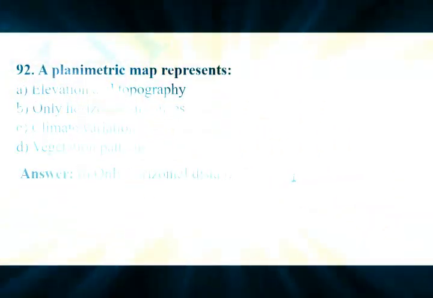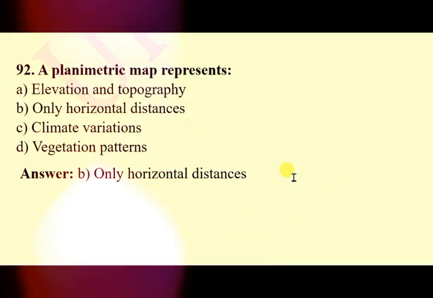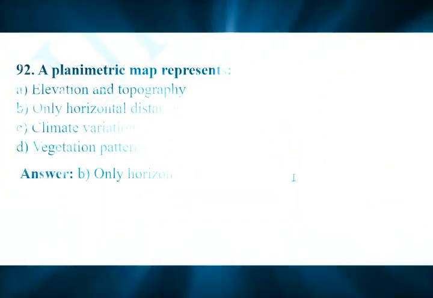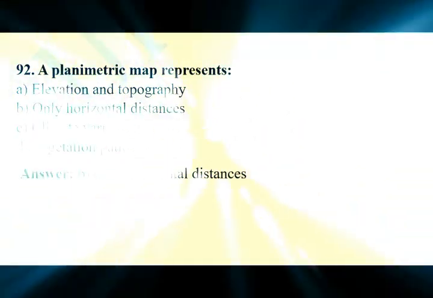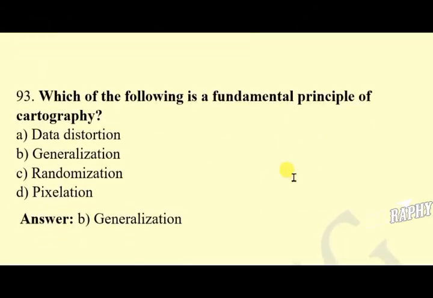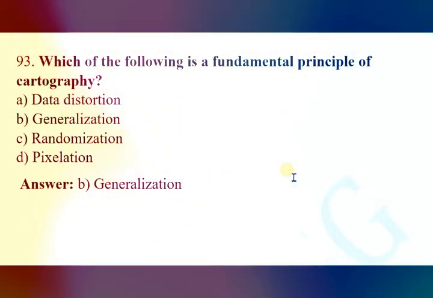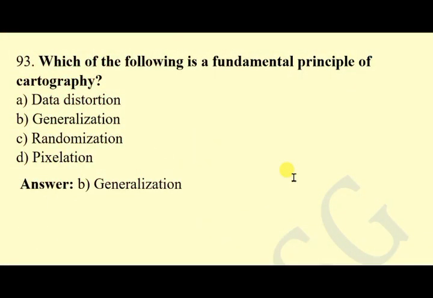Question 92. The planimetric map represents elevation and topography, only horizontal distances, climate variations, vegetation patterns. Only horizontal distances. Question 93. Which of the following is a fundamental principle of cartography? Data distortion, generalization, randomization, pixelization. Here the right answer will be generalization.